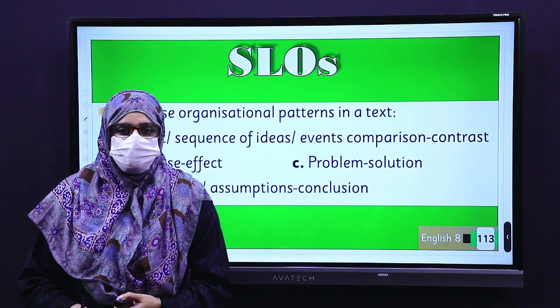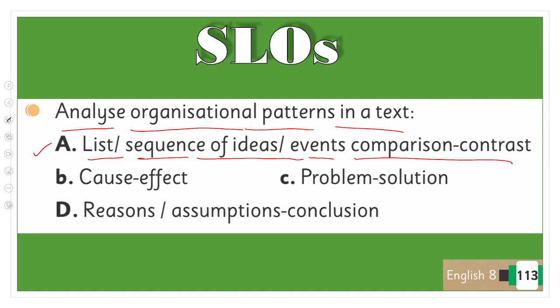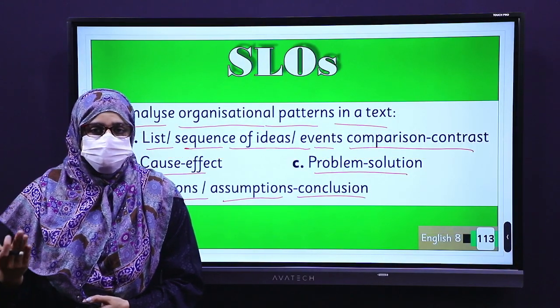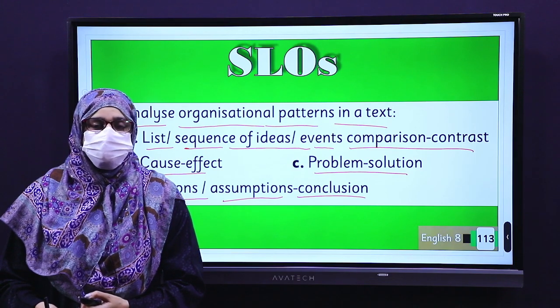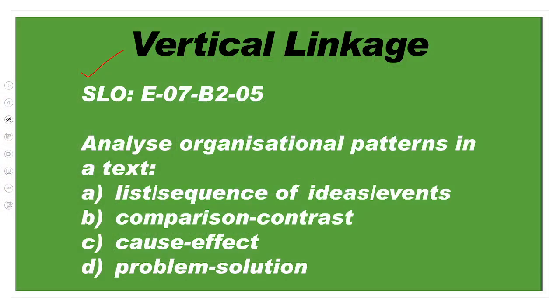Let's have a look at the SLO first. Analyze organizational patterns in a text. Number 1, list or sequence of ideas or events, comparison and contrast, cause and effect, problem and solution, reasons or assumptions or conclusions. So these are different organizational patterns that we use to organize a text. Here is the vertical linkage.